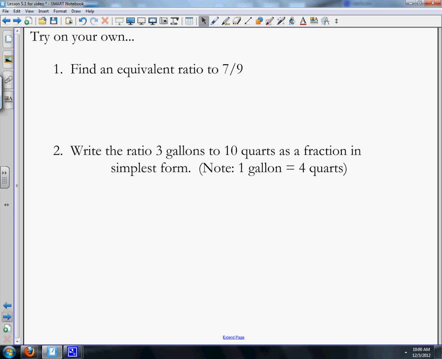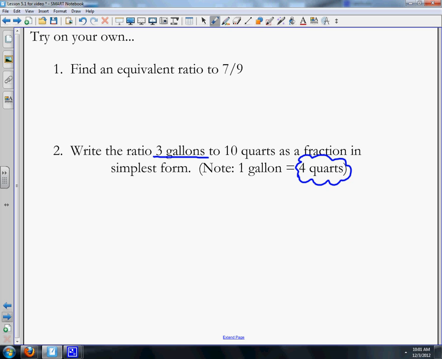Find an equivalent ratio to 7 to 9, and then write the ratio 3 gallons to 10 quarts as a fraction in simplest form. Note, 1 gallon equals 4 quarts. So before you write this 3 gallons, you need to change it to quarts first. All right, so try those, push pause, and then we'll go over.